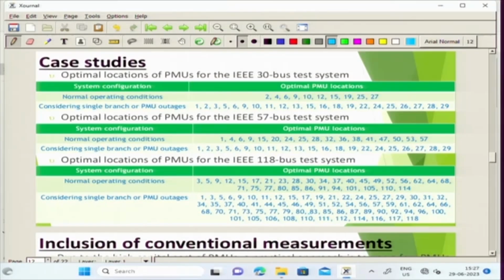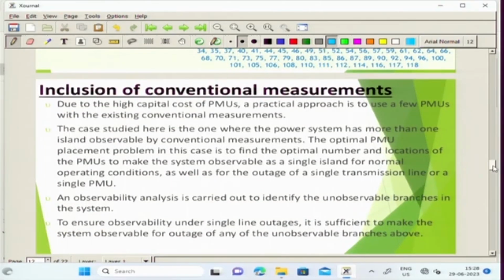Similarly, optimal locations of PMUs for the IEEE 30 bus test system: if you see, these are the locations under normal operating conditions, and these are the exact locations when considering a single branch or PMU outage, for the 30 bus, 57 and 118 systems. This is just to give you an idea of how the consideration of line outage and PMU outage would increase the number of PMU placements and hence increase the total investment.